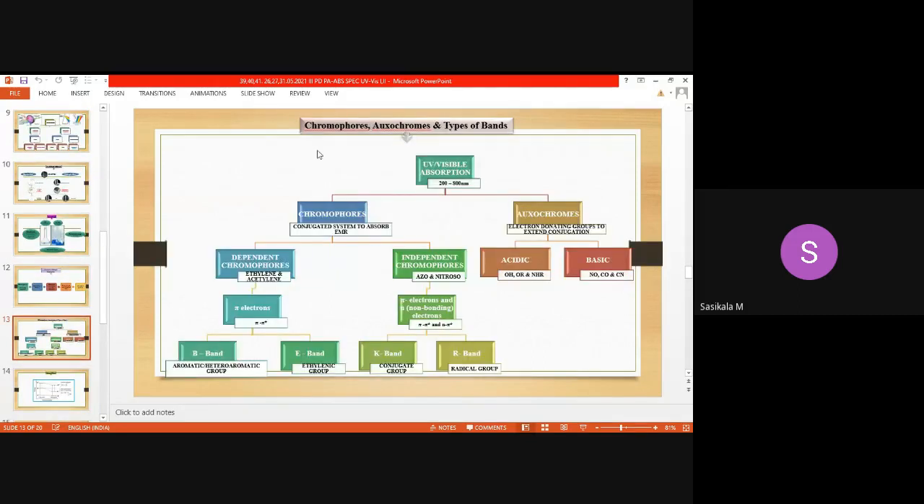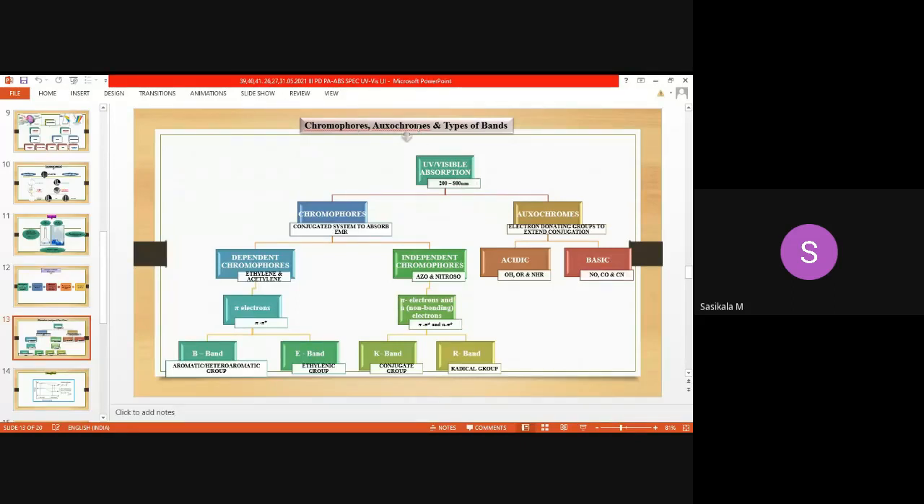Now let's move on to what are chromophores, what is auxochrome, and what are the types of bands we will get through UV visible spectroscopic analysis. So we'll discuss the terms like chromophores. This will be a 5-mark question, chromophore and auxochromes. So learn properly. Chromophore means chromo means color, and phore means generating. So color generating or imparting compounds are called chromophores.